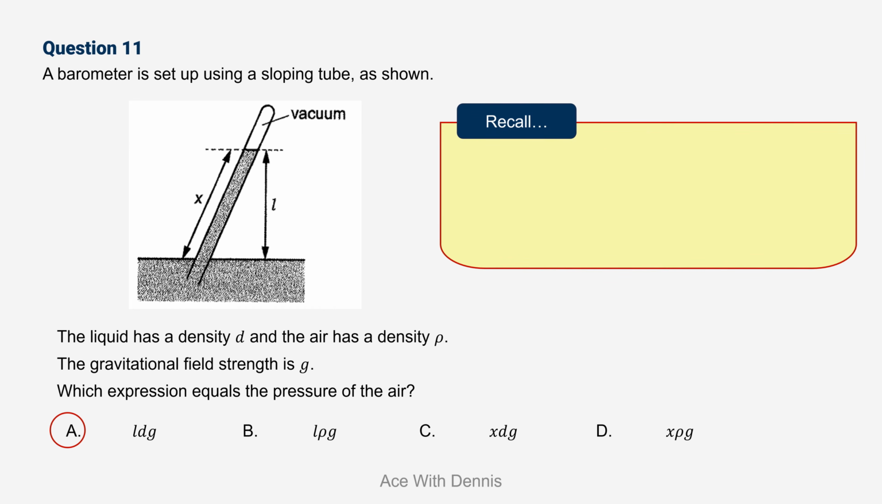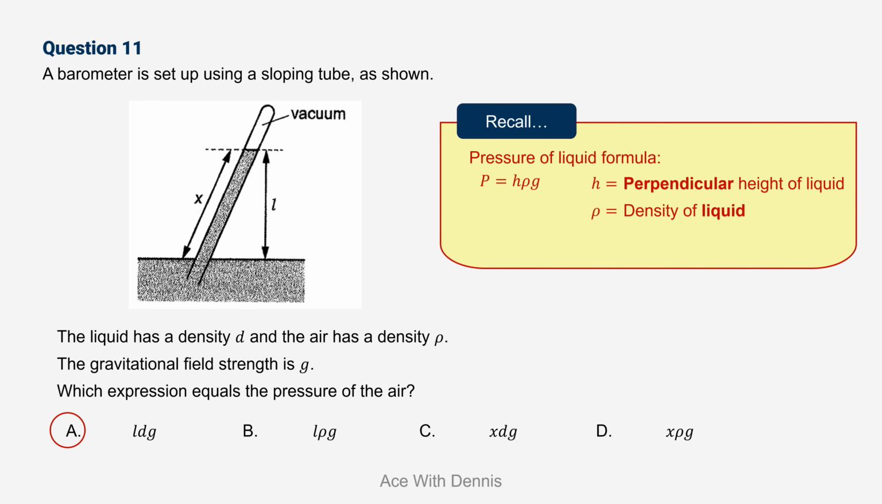Recall that the pressure of liquid formula is P equals to h rho g, where h is the perpendicular height of liquid, rho is the density of liquid, and g is the acceleration of gravity. You might be wondering, we are finding the pressure of the air, so why do we need to find the pressure of liquid? The concept is the pressure of the air will be equal to the pressure of the liquid at the surface of the liquid, which is somewhere in this position.